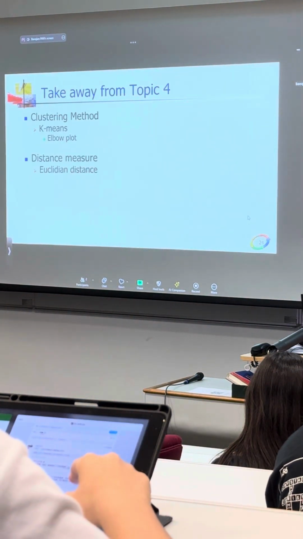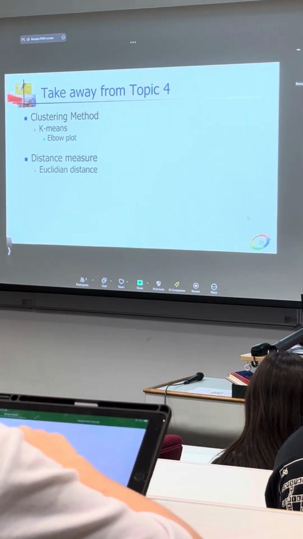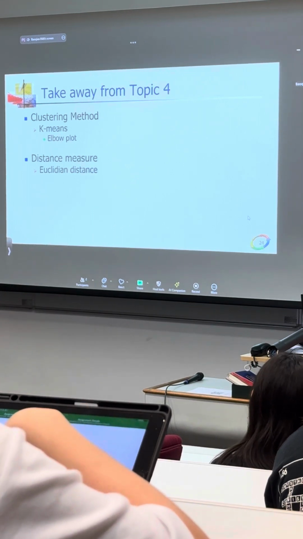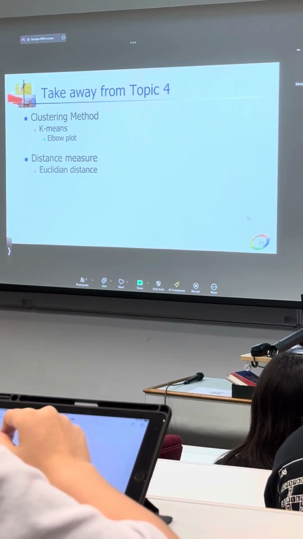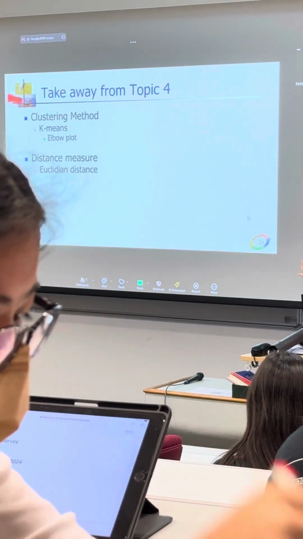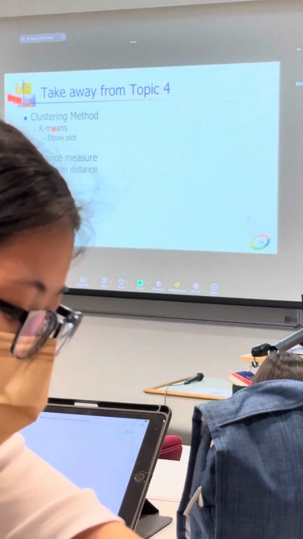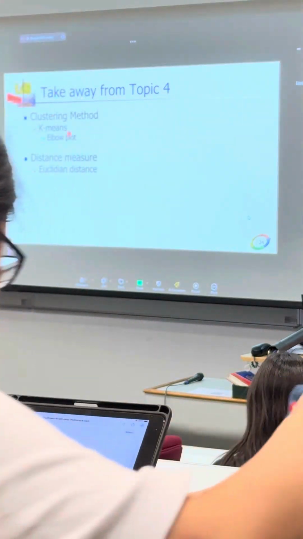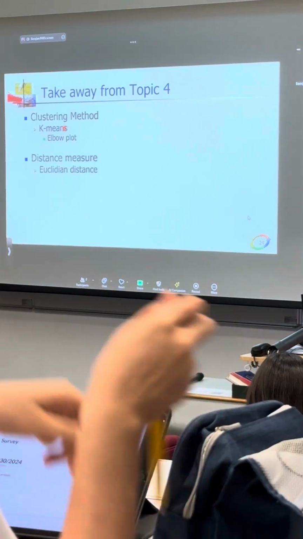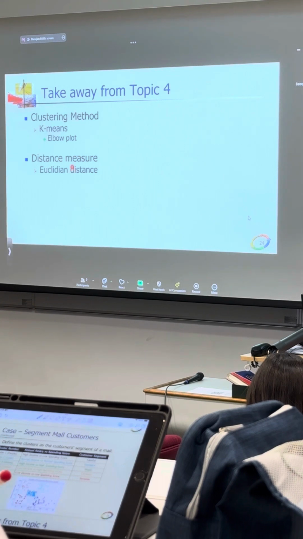Now, in the end, we introduced what we mean by the clustering method. We are trying to group our data into different groups so that the data points within a group are very close together, while the data points among different groups are very different. One algorithm we learned is k-means. We use the elbow plot to help us choose k. When we calculate whether the data points are close together, we are using Euclidean distance.